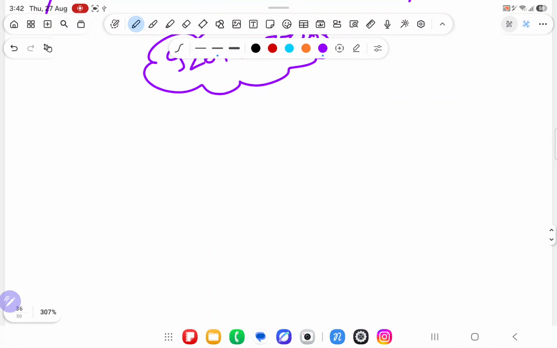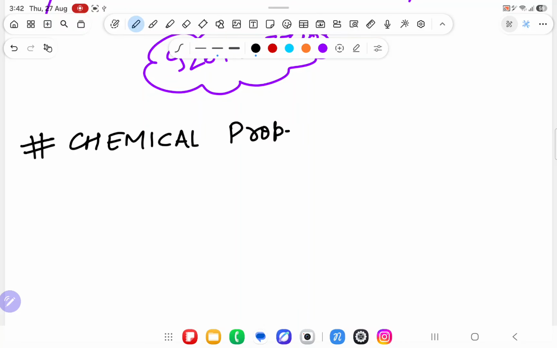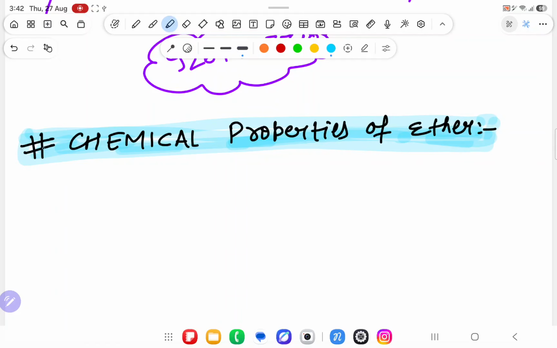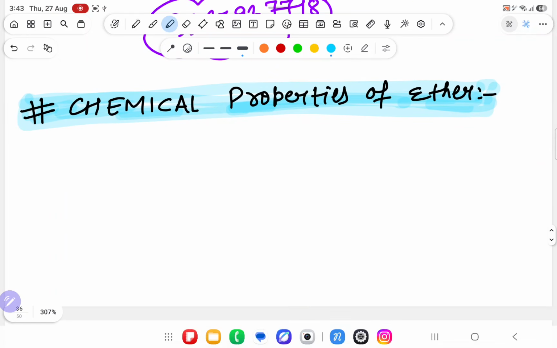So we have completed the preparation of ether. Now we are going to see the chemical properties of ether. Ether is a very small topic, so don't worry about it. Preparation we have done. Now we are going to start the chemical properties of ether. Okay, sir.